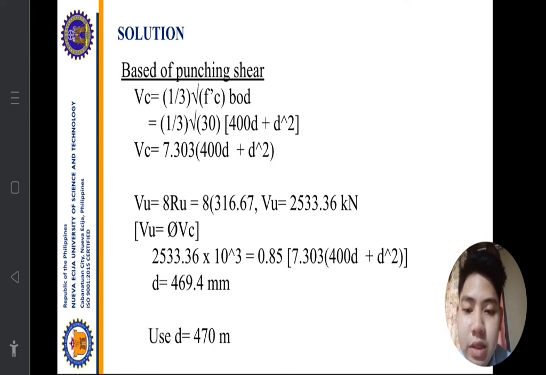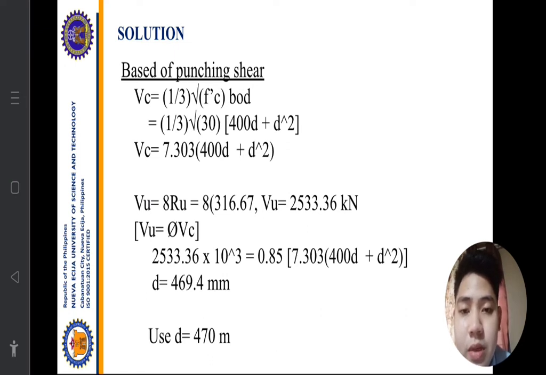Based on punching shear, Vc is 1/3 times square root of f'c times bo d. If all values were substituted, we are going to get an equation of Vc equals 7.303 quantity 400 d plus d raised to 2. Vu is equivalent to 8 Ru. Therefore, we are going to substitute 8 times 316.67 for Ru.